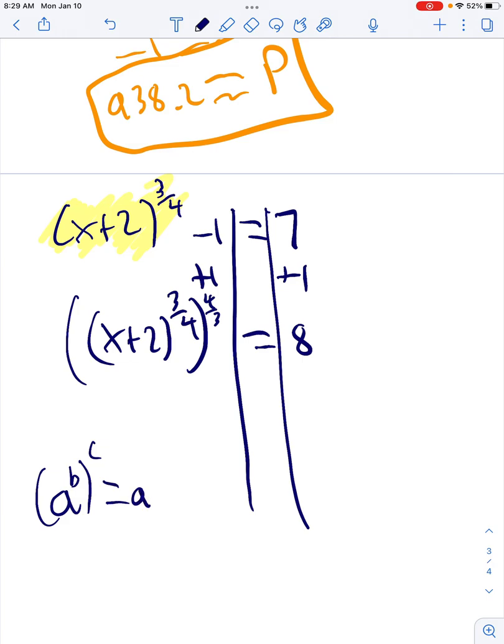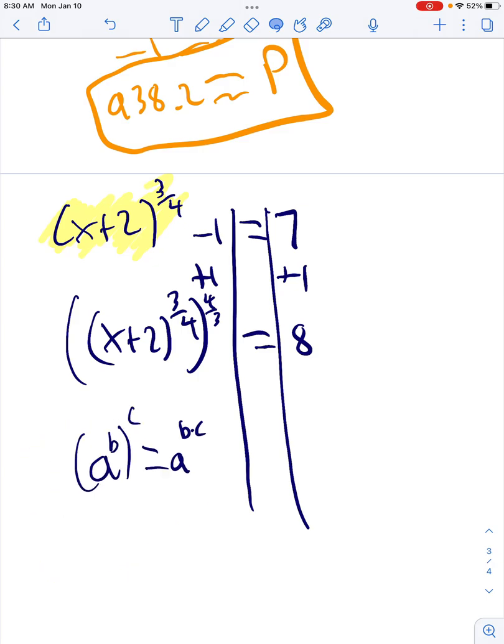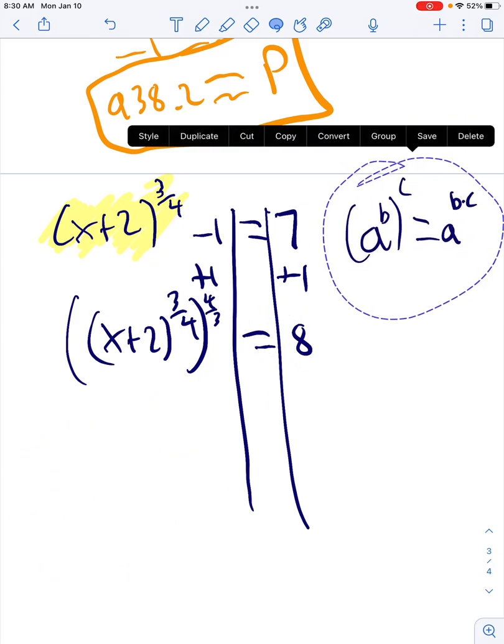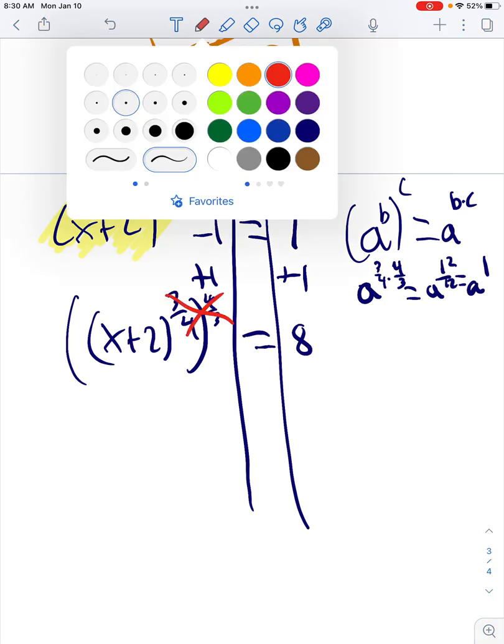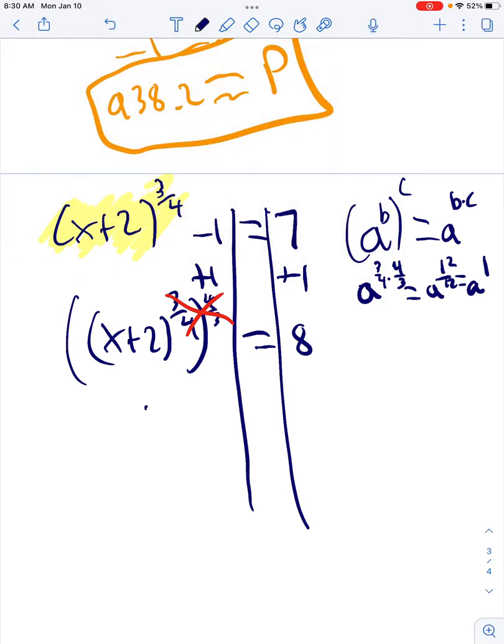Remember, a power raised to a power means that you multiply them. Okay, that's like a sidebar, but we've done that before. That's review. So again, in this example, if I take whatever a is, and it's to the 3/4, and I multiply it by 4/3, that's going to give me 12 over 12, which is really just a to the first, it cancels out. So when I raise something to a power like this, I need to multiply it by the reciprocal so that it cancels out. And of course, because I did it on the left side, I also have to do it on the right side.